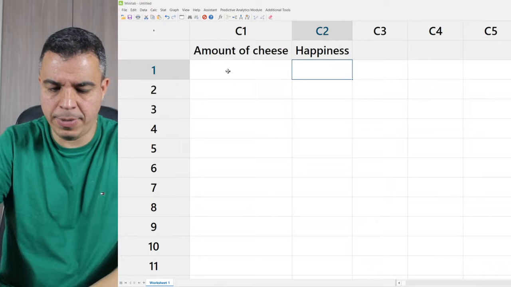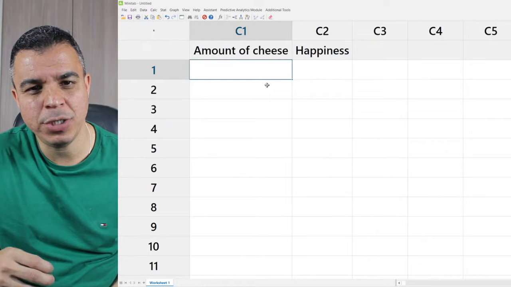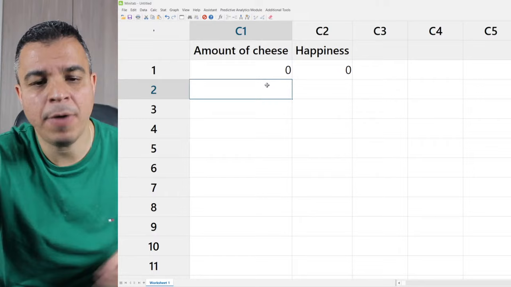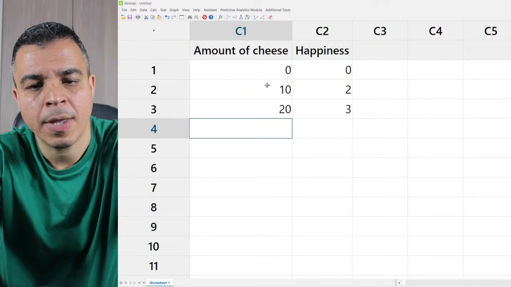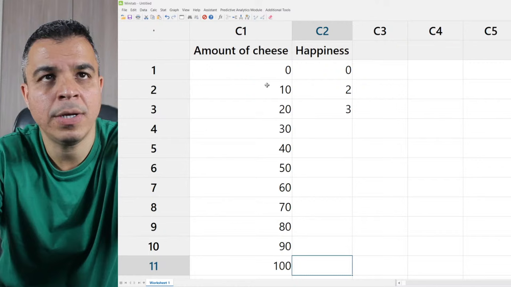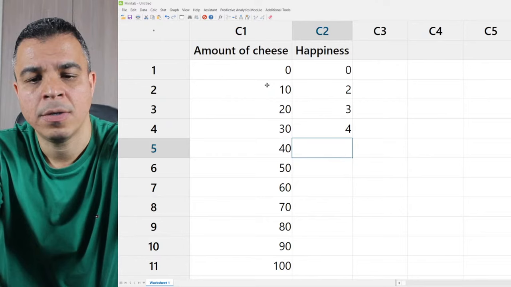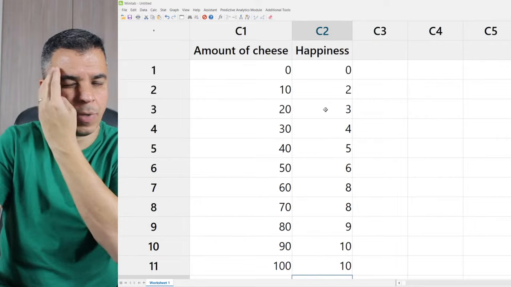So if I don't eat any, I don't know if you guys know, I am addicted to cheese, and also cheese bread. If I don't eat any cheese, my happiness is zero. If I eat 10 grams of cheese, my happiness is 2. If I eat 20, then my happiness is 3. 30, 40, 50, 60, 70, 80, 90 and 100, then my happiness is 4, is 5, is 6, is 8, it's 8 as well, then it's 9, then it's 10, and it's 10. Beautiful.